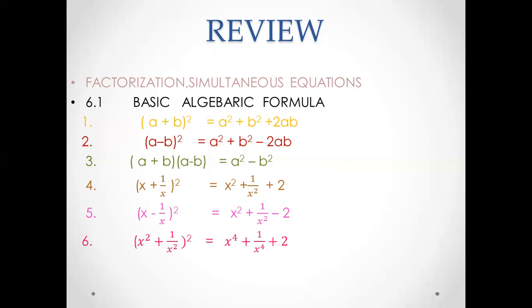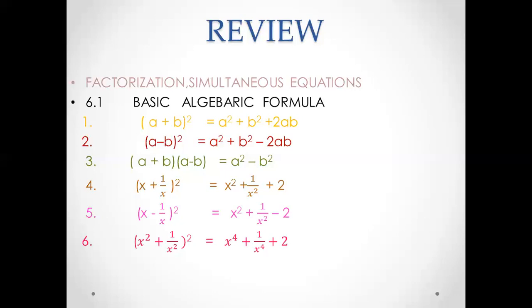The first formula is (a plus b) whole square is equal to a square plus b square plus 2ab. The second one, (a minus b) whole square is equal to a square plus b square minus 2ab. Then (a plus b) into (a minus b): there is no square on the brackets, and the two numbers are the same with the opposite sign in between them. Our formula is a square minus b square.